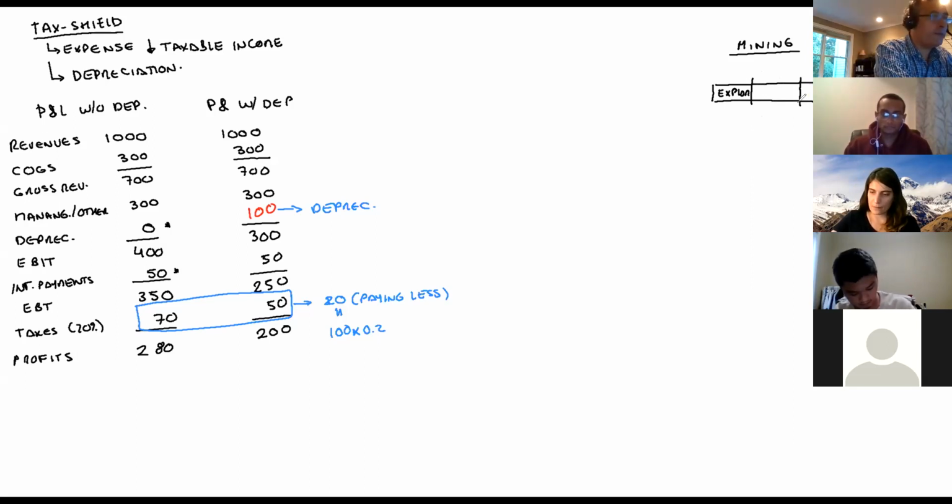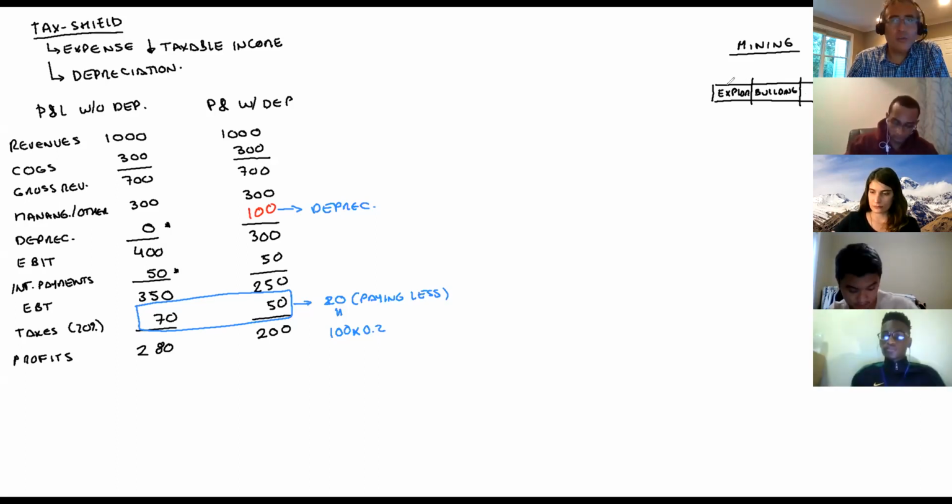So give me 1 second. So here is basically the building. Okay, and exploration includes permits, licenses, a bunch of other things. And once you are here building, then you start the production phase of the business. And normally we're talking about 30 years or something like that. 10 years sometimes, but 30 years is reasonable. Make sense to you?